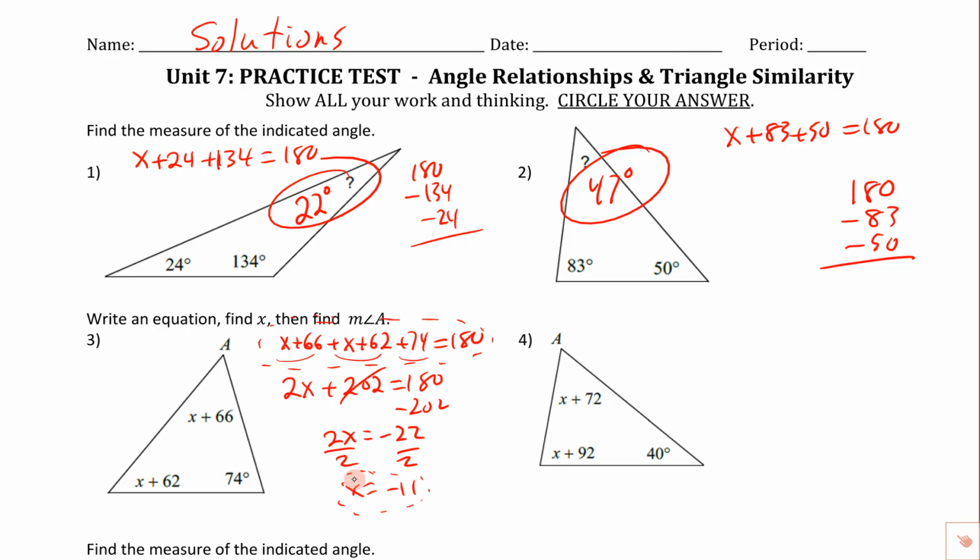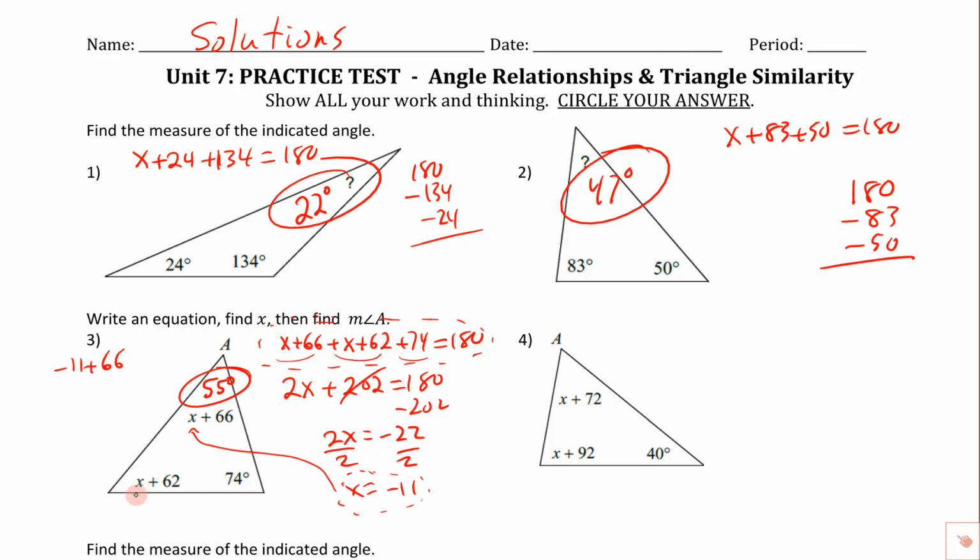And then we need to figure out what angle A is. So we're going to take this and we're going to plug it in right there. So this is going to be negative 11 plus 66. So we end up with 55. So angle A, let me get that out of there. I'll actually show it right here. Angle A is 55 degrees. We've got all the work there. We've got everything circled, so we should be in good shape. Might not be a bad idea to double check and make sure that we got this right by checking what happens if we plug in a negative 11 right here.